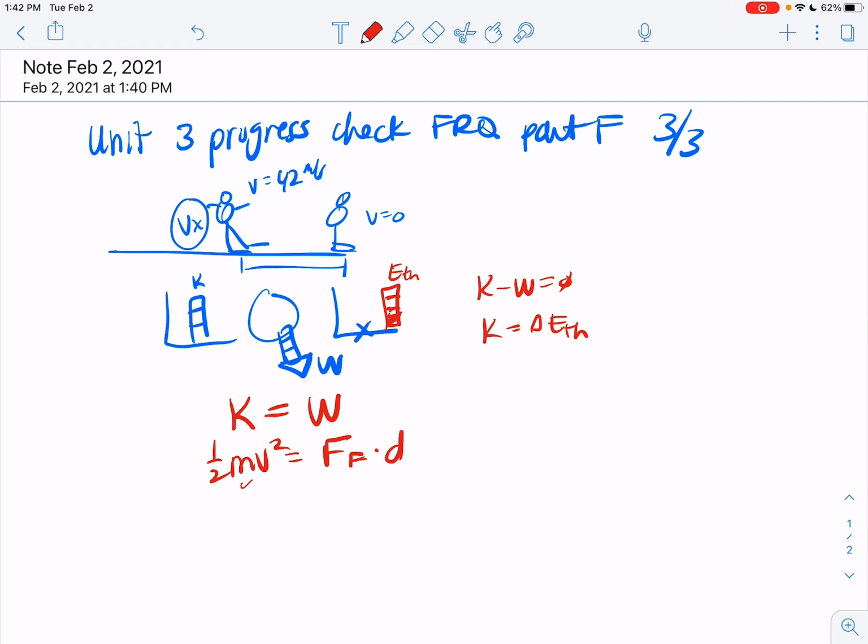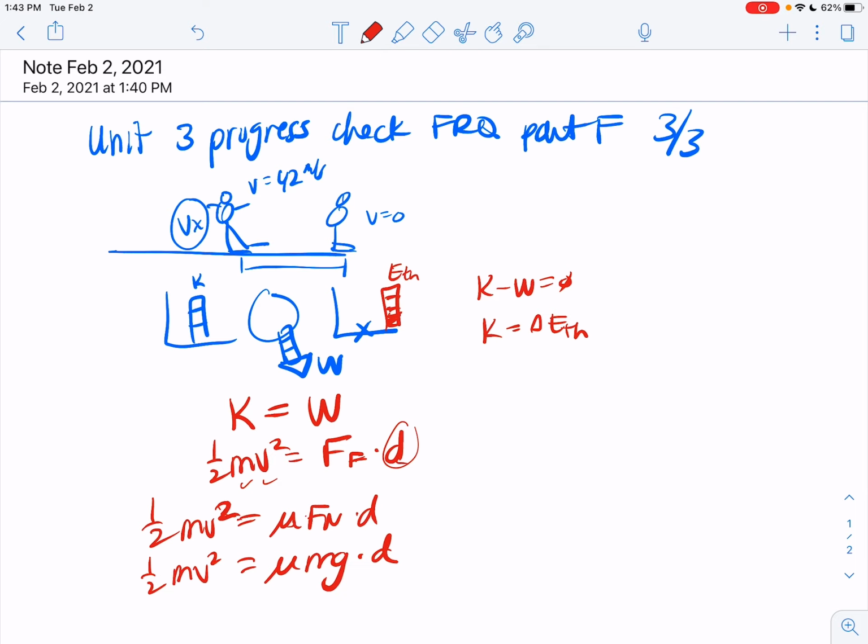I know the m, I know the v. I'm looking for d, so I need to know the force of friction. A lot of you did mu Fn, which was correct, and then mu mg, which was correct, because he's not on an angle or anything.